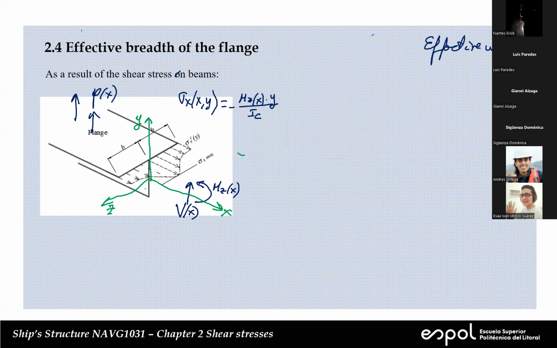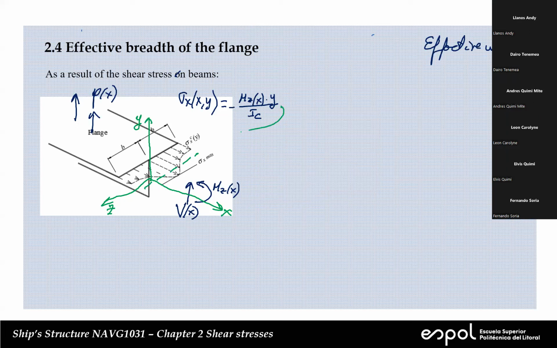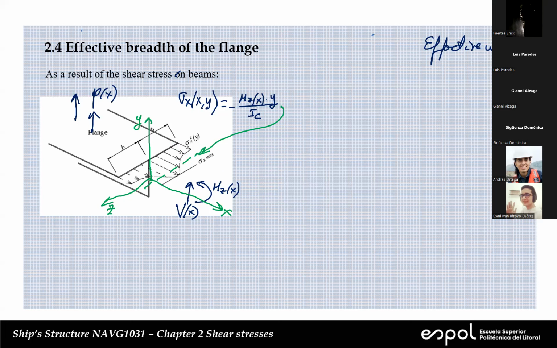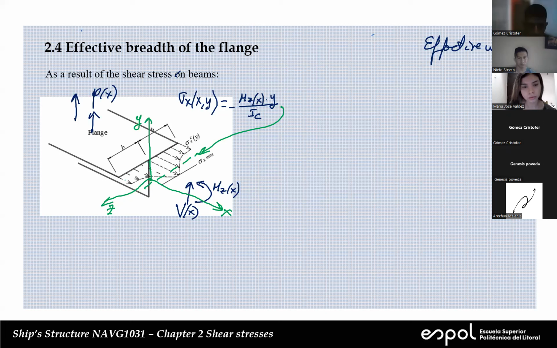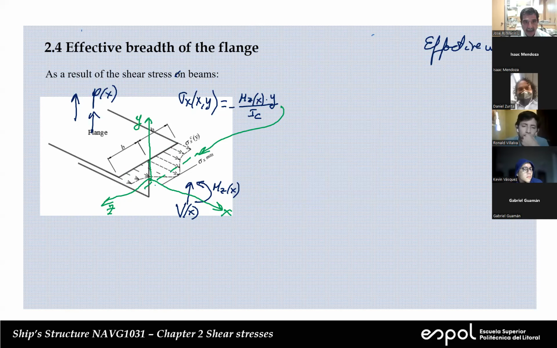Okay, this is the shear stress according to this expression. Since the flange is at a constant distance from here to here, for all of this flange the y distance is the same. That means that the normal stress should be constant, but it's not. And that's because of the presence of the shear.